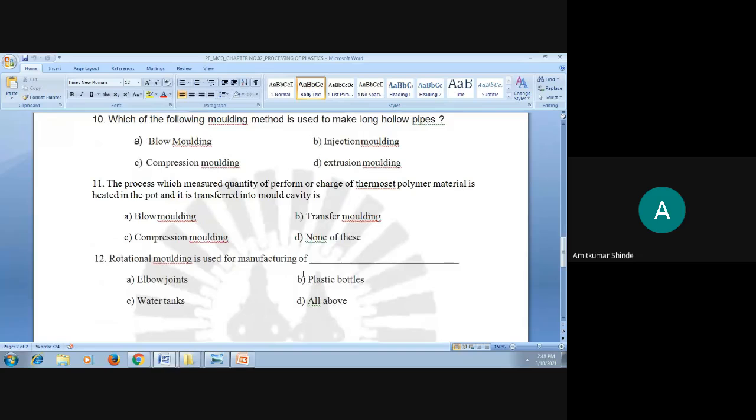Okay, then this is the process in which a measured quantity of preform or charge of a thermosetting polymer material is heated in the pot and it is transferred into the mold cavity. Okay, heated in the pot and transferred, it is done in transfer molding. Answer is B.